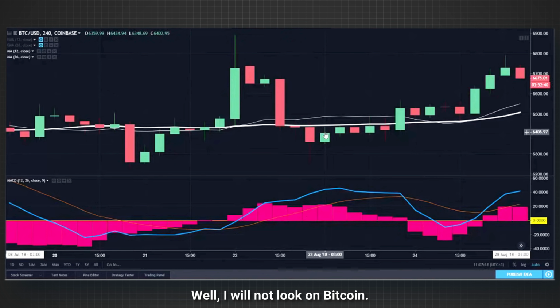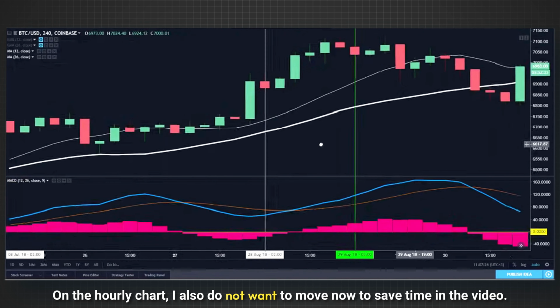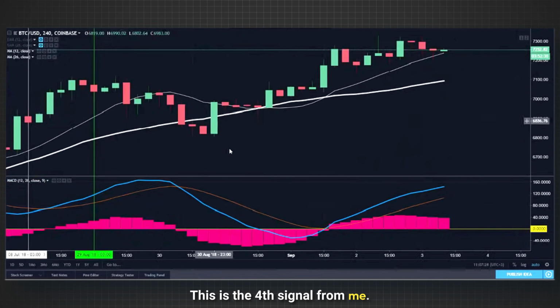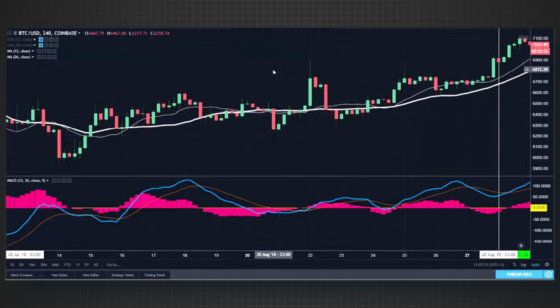Well, I will not look on Bitcoin. They are rare. On the hourly chart, I also do not want to move now to save time in the video. This is the fourth signal from me. It works in most cases, especially on alts. Also good are divergence and convergence.